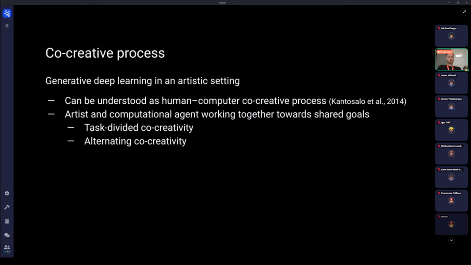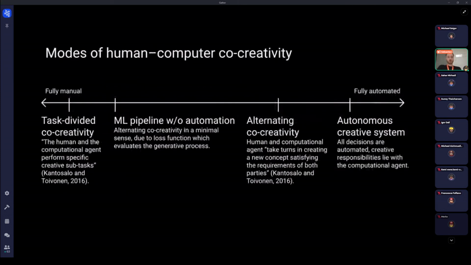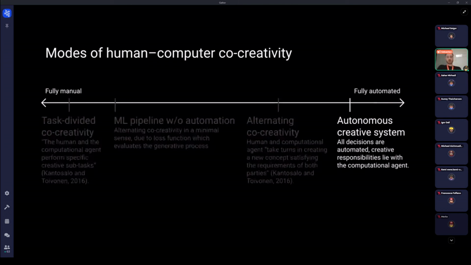And here we rely on the definitions from Cantor Salo. I have the references later on the last slide. And here the artist and computational agent are working together towards a shared goal, and they define task-divided co-creativity and alternating co-creativity. And we have mapped these modes of human-computer co-creativity on a range from fully manual to fully automated. And the most extreme case, of course, autonomous creative systems, they take all the decisions themselves. All the decisions are automated. All the creative responsibilities really lie with the computational agent.